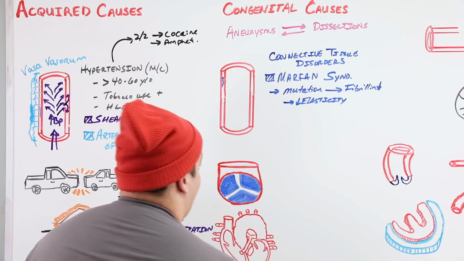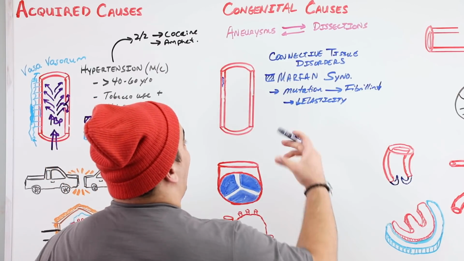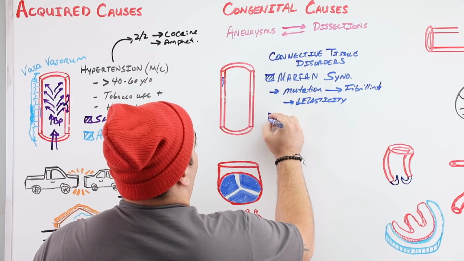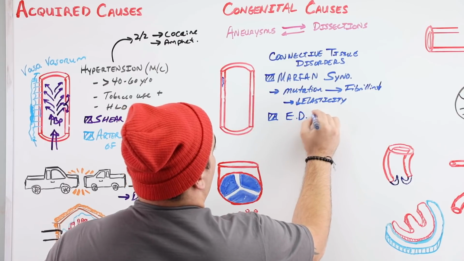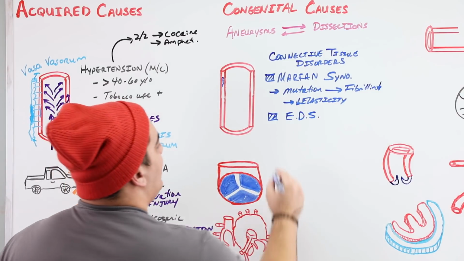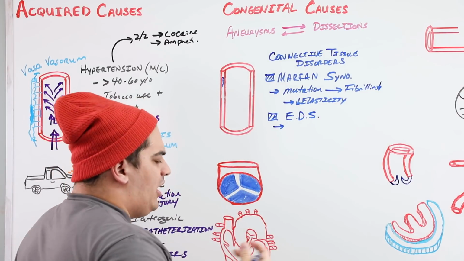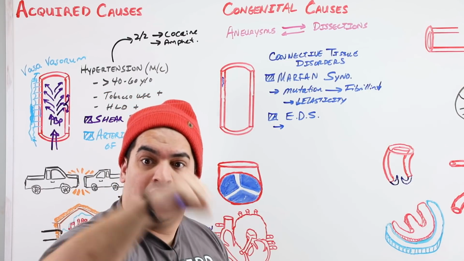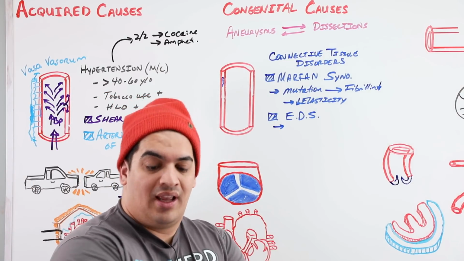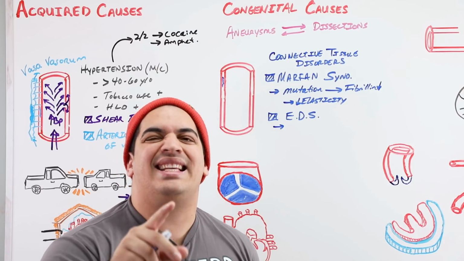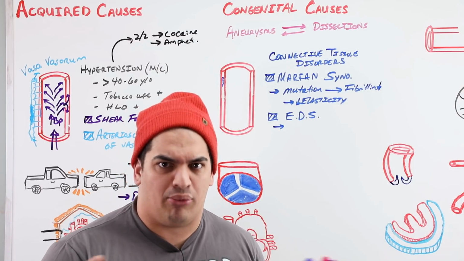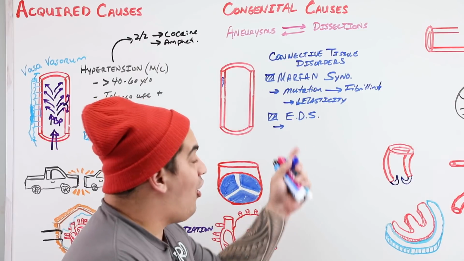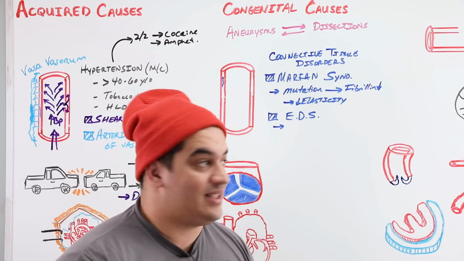What else? Let's get back to this. The other one is Ehlers-Danlos syndrome. We're going to abbreviate that as EDS. This is also something you want to think about in patients particularly who have hyperextensible, hypermobile joints, hyperextensible skin, easy bleeding. They bleed very easily or bruise easily, and have cardiovascular disorders like aneurysms and dissections.